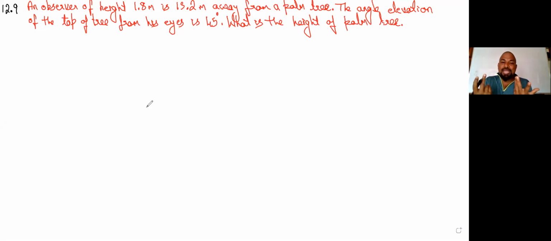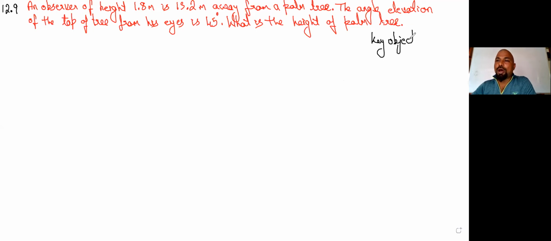Now he started observing the top of the palm tree. When he observed, his eyes made an angle with the ground or any horizontal line. The angle made by his line of sight to the top of the tree is 45 degrees. The question asks us to find the height of the tree. Before getting into that, let us go for the key objects.